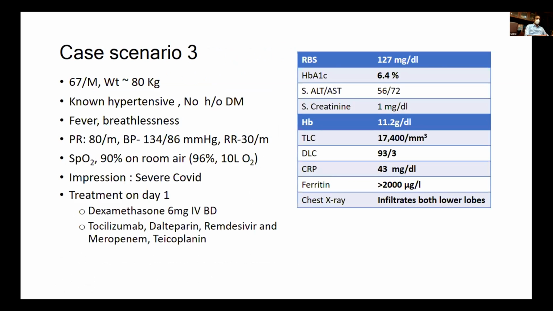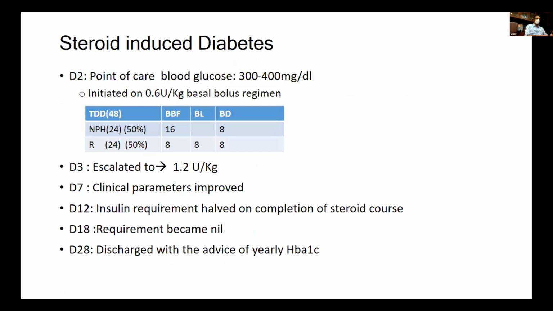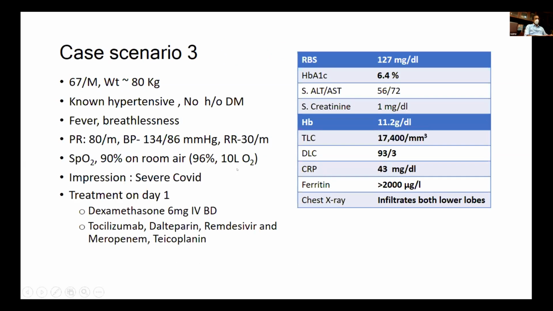This is a third patient, just like the previous patient, but here we can see the high blood sugar, but he has an A1C of 6.4%. That means the blood sugar was elevated because of the infection and, here, because of the steroid. So whenever we discharge, we should be very careful in prescribing any OHA, and we should ask a physician, a medicine specialist or an endocrinologist if available, what to do for this kind of patient.